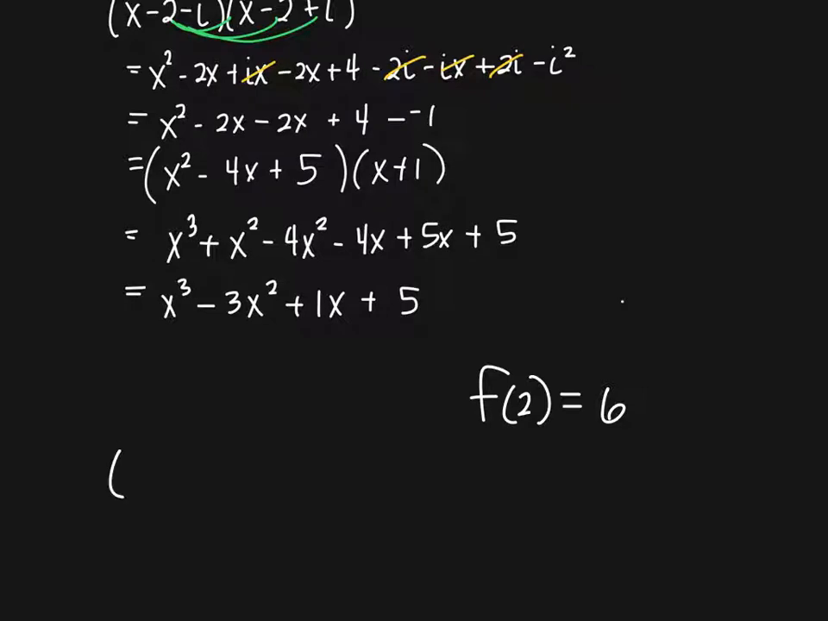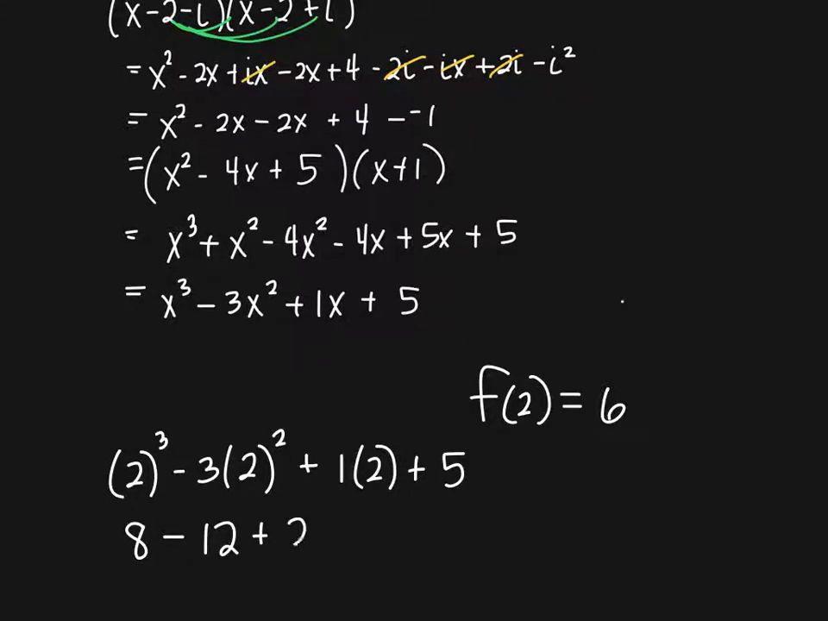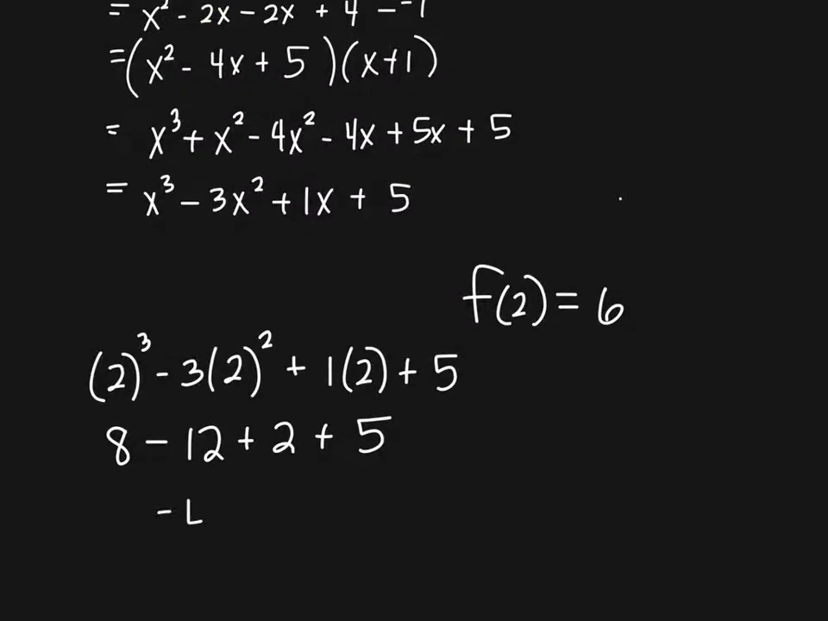When we plug 2 in, that's 2 to the third minus 3 times 2 squared plus 1 times 2 plus 5. So that gives me 8 minus 12 plus 2 plus 5. That's 8 minus 12, that's negative 4, plus, what do I get? Negative 4 plus 7. I only get 3. I'm supposed to get 6.